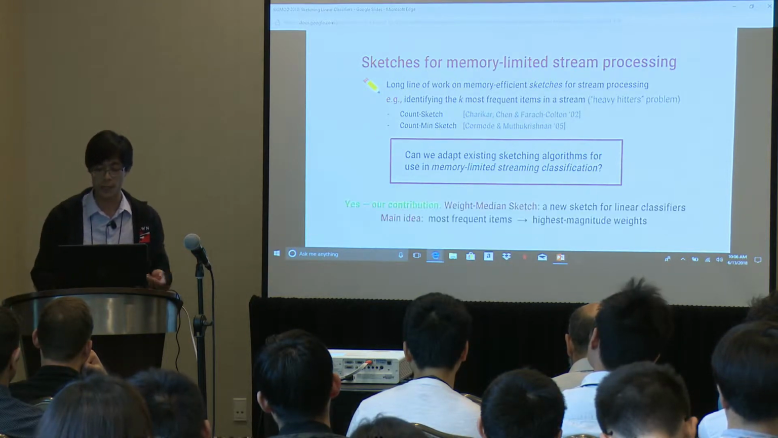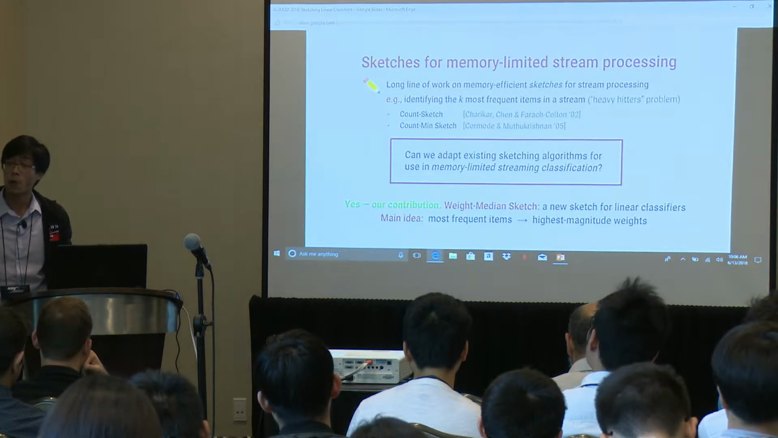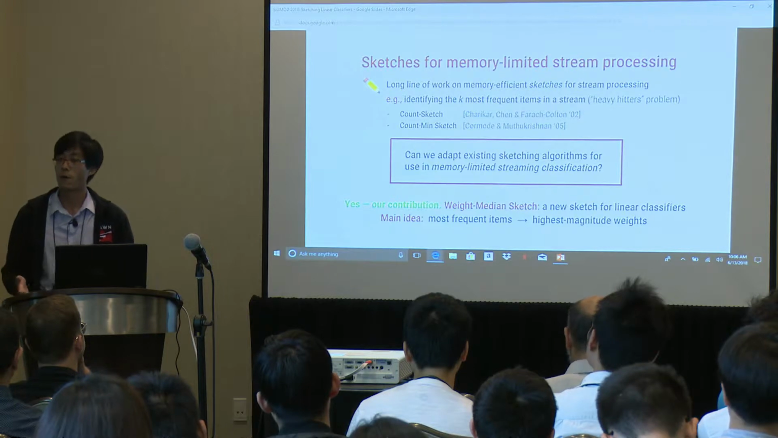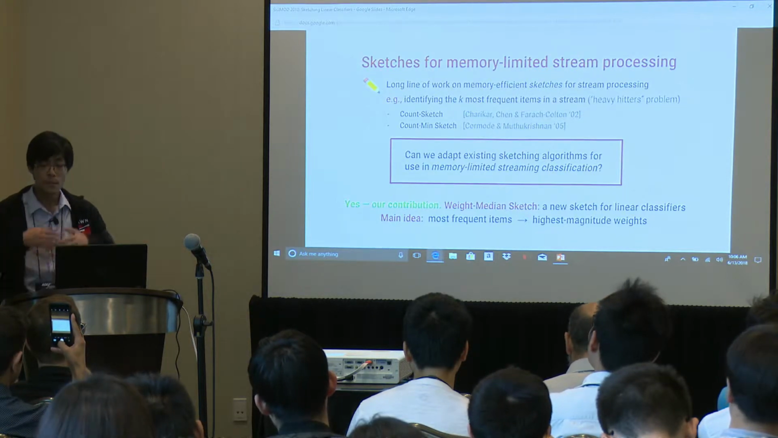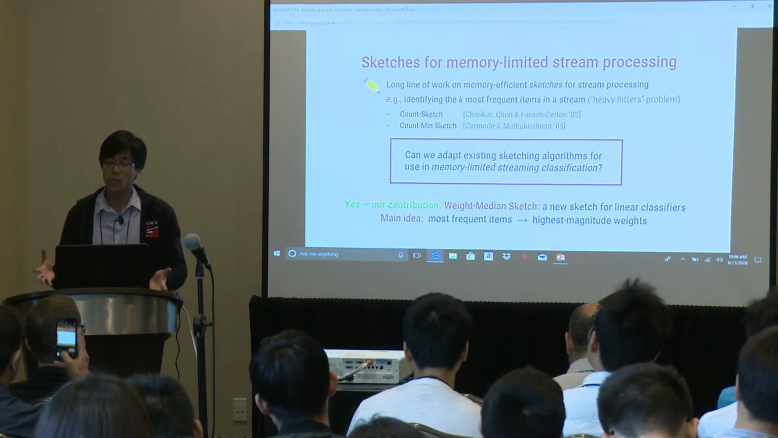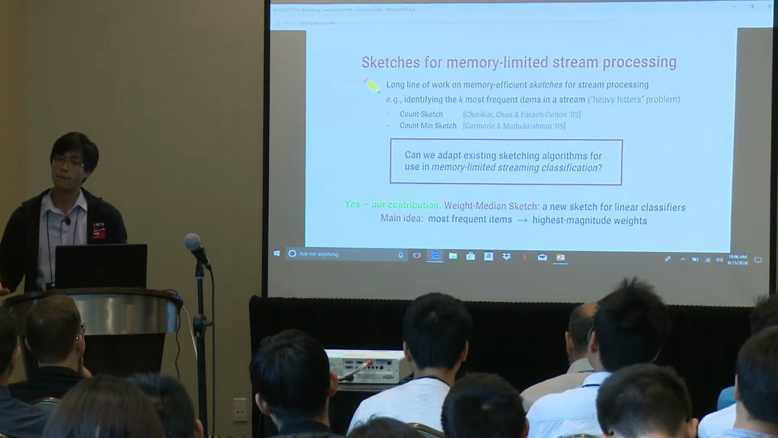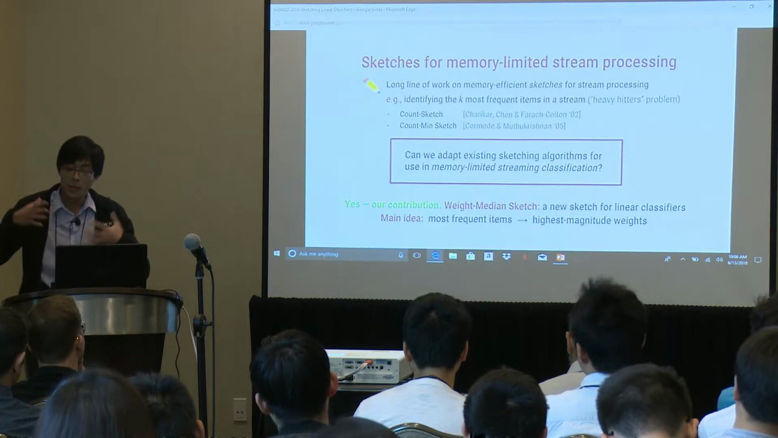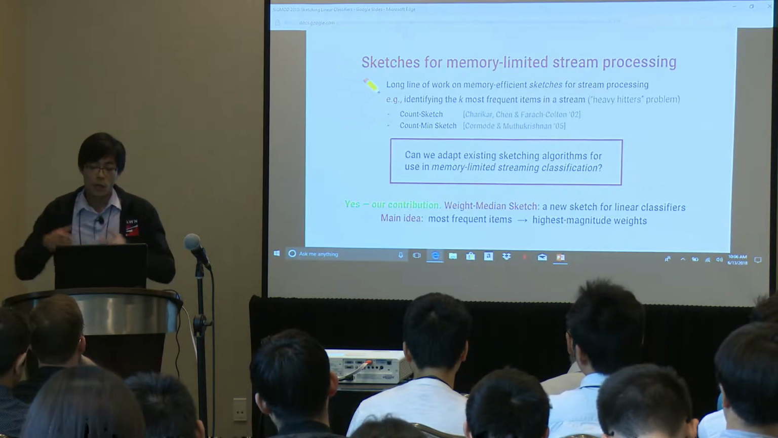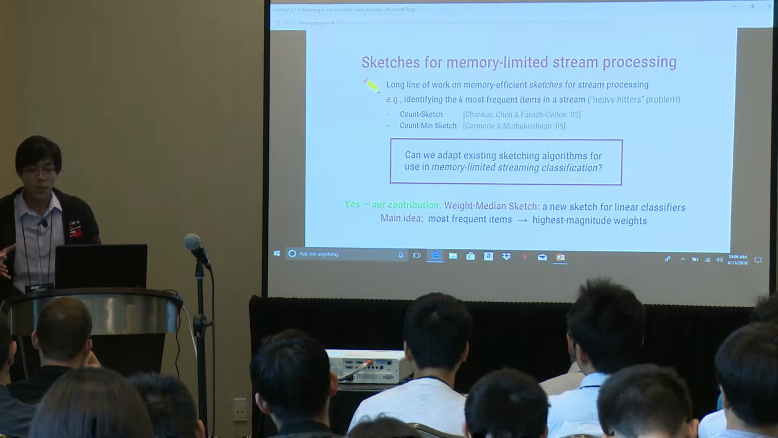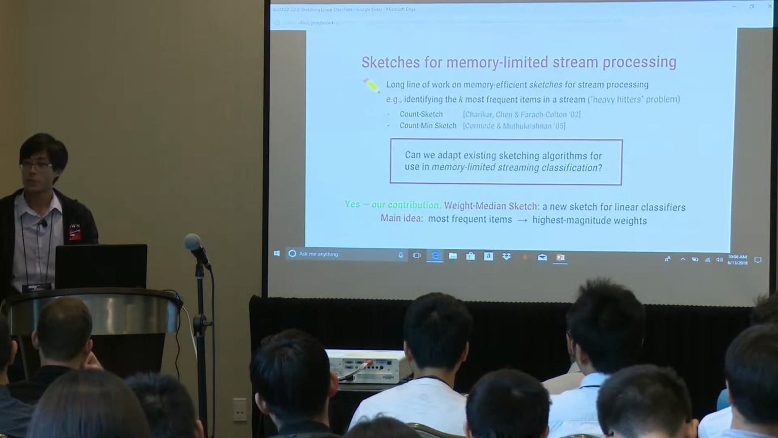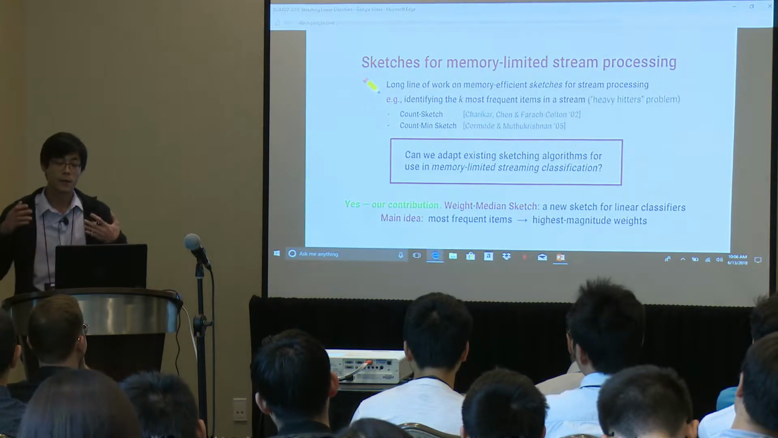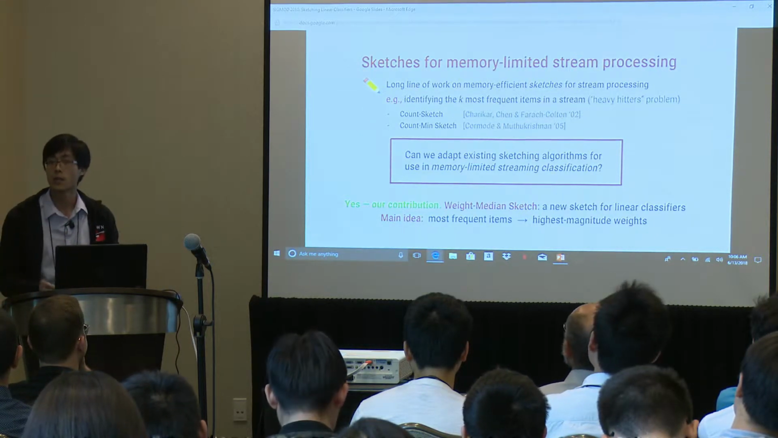And the answer here is yes. So in our work, we introduce a new sketch called the weight-median sketch, which we designed for linear classification. The weight-median sketch can be understood as an extension of these previously proposed approaches for the heavy hitters problem. The main idea is that instead of learning a sketch that tracks the most frequently observed items in the stream, we can instead learn a sketch that tracks the highest magnitude weights in our linear classifier.